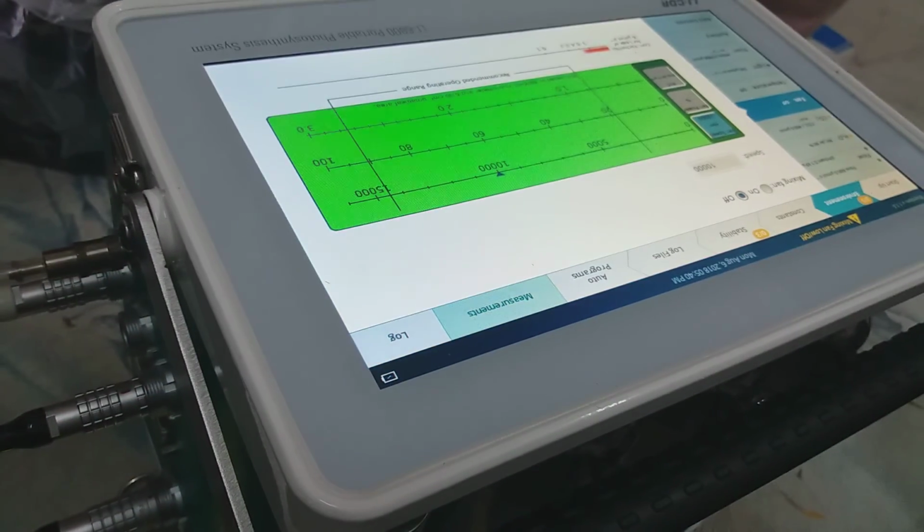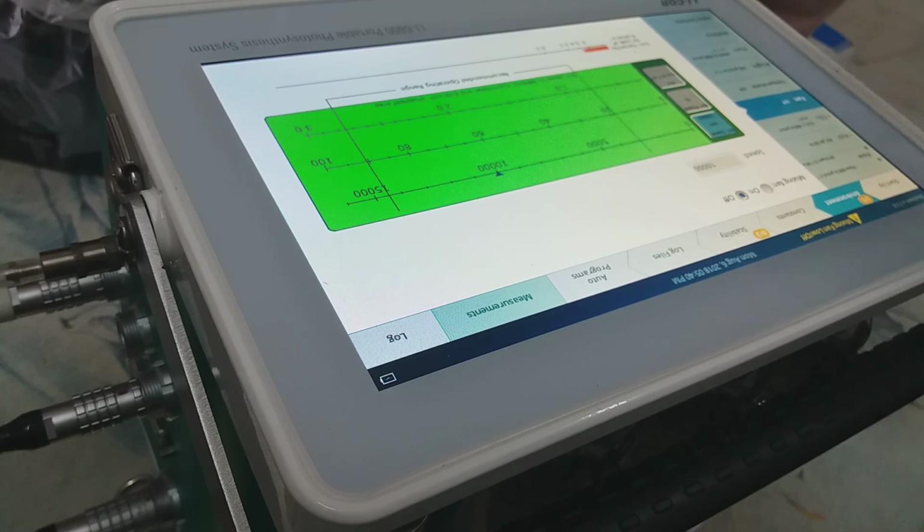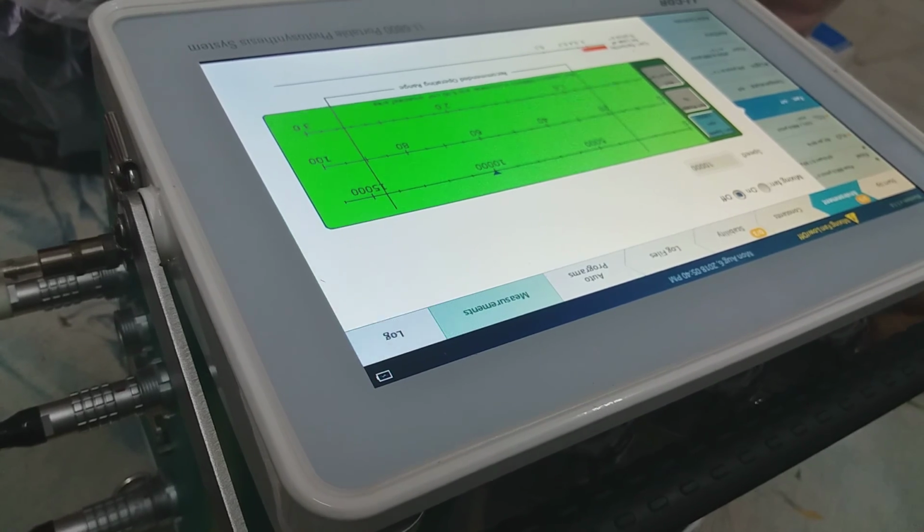Fan. Put the fan. Why do you need the fan? To break the boundary layer. Yes.